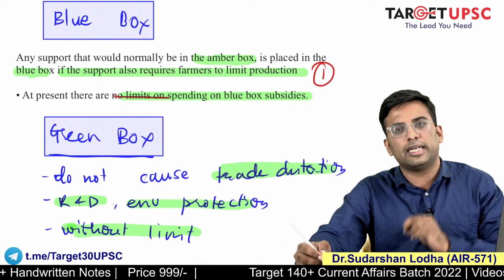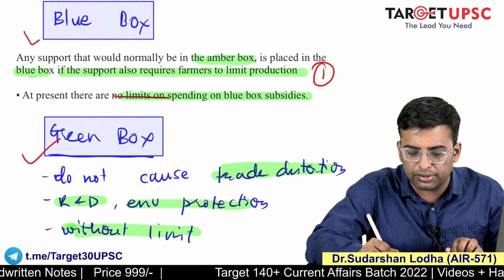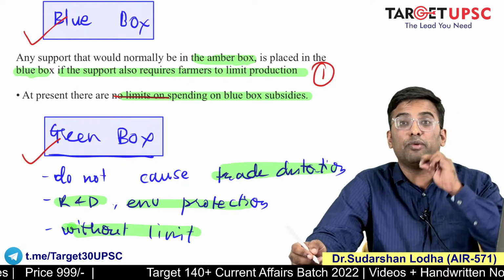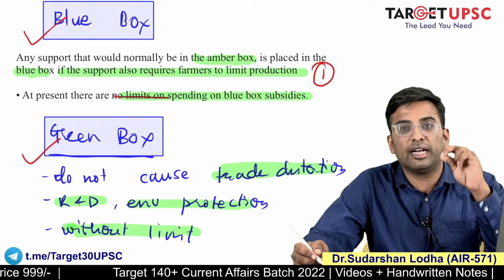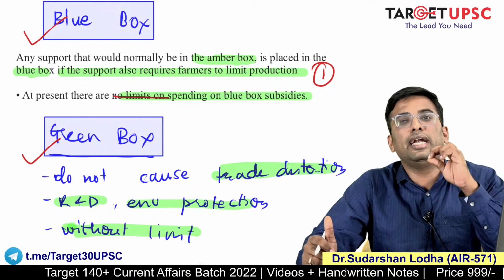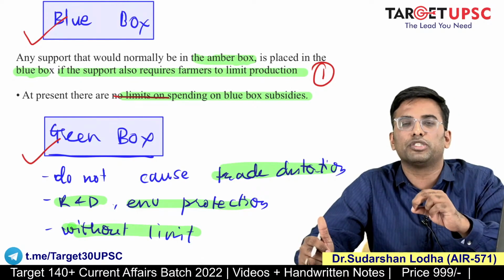The developing countries and developed countries can give unlimited subsidies in blue box and green box, but amber box के जो subsidies हैं, which are directly affecting the trade, directly distorting the trade, have to be limited. And कितना limit दे सकते हैं? 10% for underdeveloped countries and 5% for developed countries.